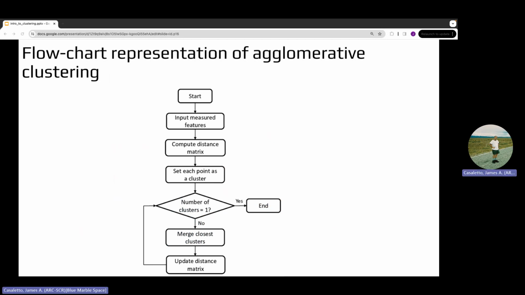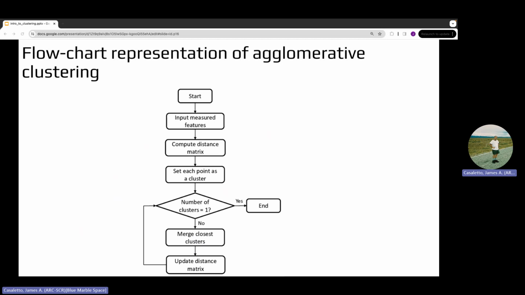This flowchart represents agglomerative clustering. We start at the start node of the chart and proceed to inputting the measured features to the algorithm. Using some metric for similarity, for example, Euclidean distance or cosine similarity, we compute the pairwise distance between each pair of points in the dataset. We start with every point belonging to their own cluster, so if there are 100 data points in the dataset, there are 100 clusters to start with.